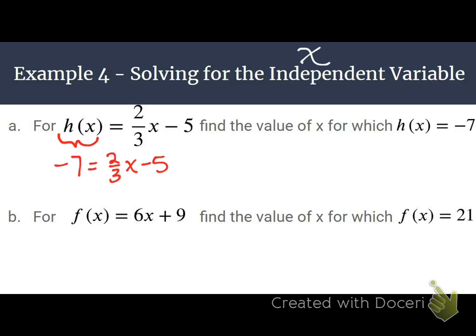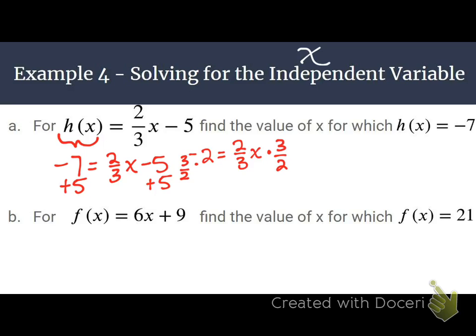What do we need to do to get x alone here? This is a throwback to something we've covered already. 5. Good. Add the 5. -7 plus 5 gives me -2. So I have -2 equals 2/3 x. How do I get rid of a fraction attached to my variable? Multiply by the reciprocal. What's my reciprocal? 3/2.